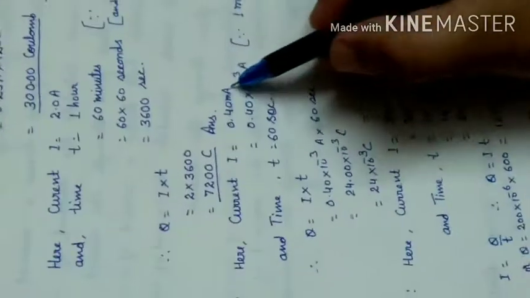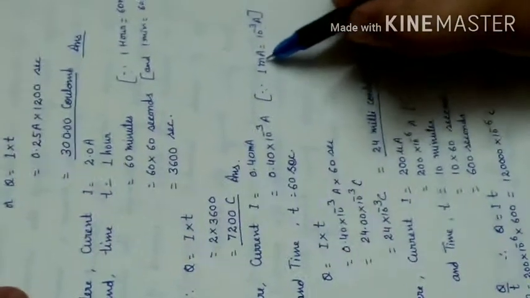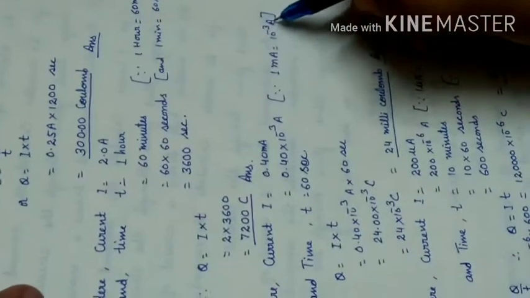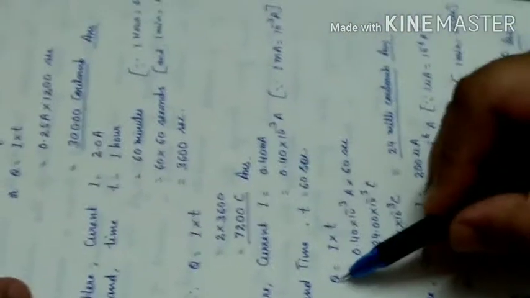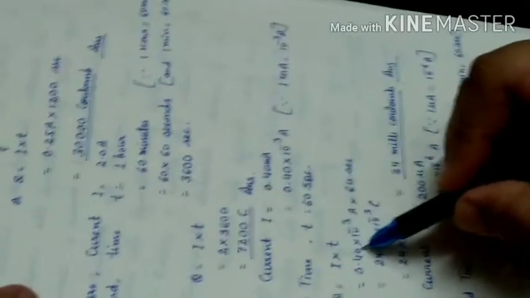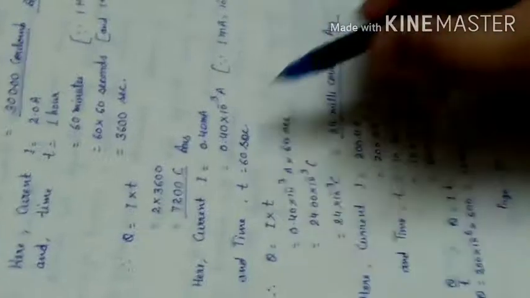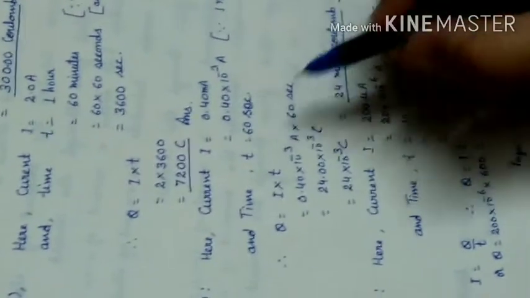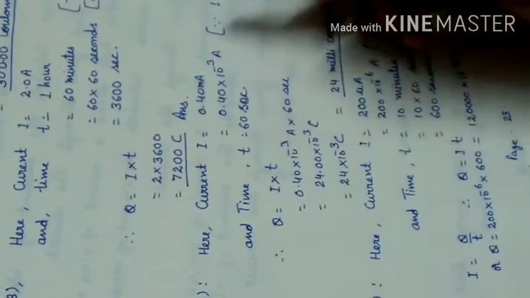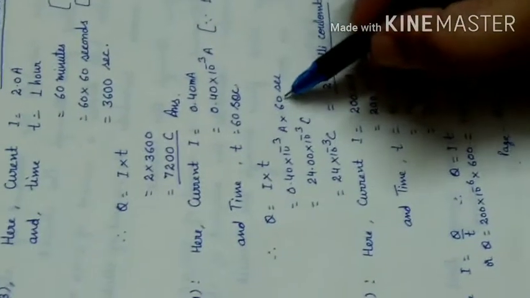So I is equal to 0.40 mA. We know that 1 milliampere is equal to 10 to the power minus 3 ampere. Time is equal to 60 seconds. Again using the equation Q is equal to I into T, I is equal to 0.40 into 10 power minus 3 ampere, because we have to use only the SI units, ampere. Here current is in ampere and time is in second, into 60.